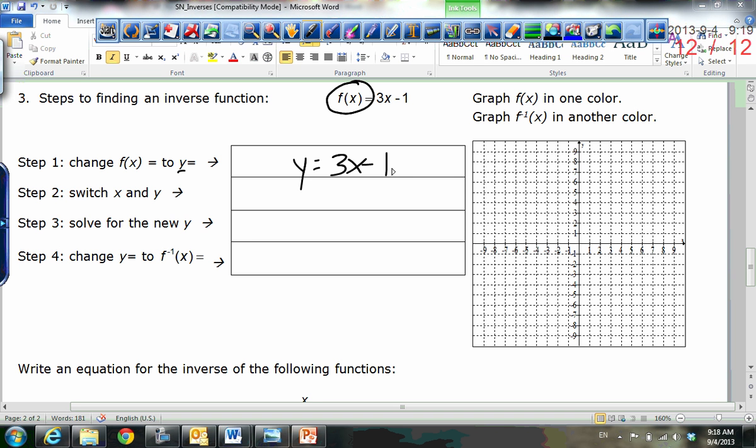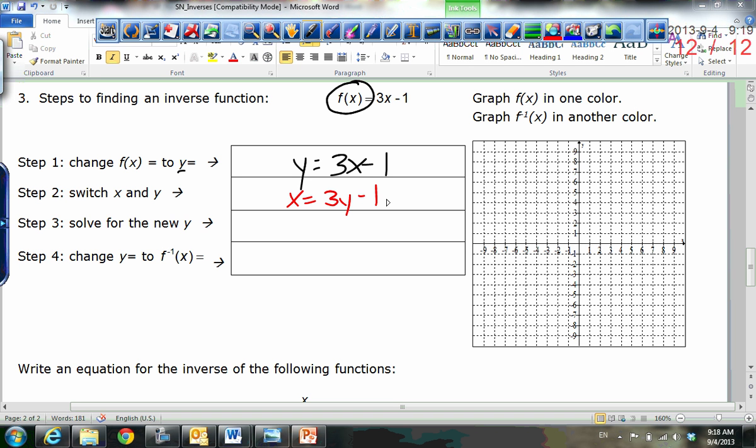Second step, if we're doing this algebraically, says to switch x and y. So literally, you're going to take what x is and what y is, and you're just going to flip-flop them. X equals 3y minus 1. The whole thing, we're just switching x and y.